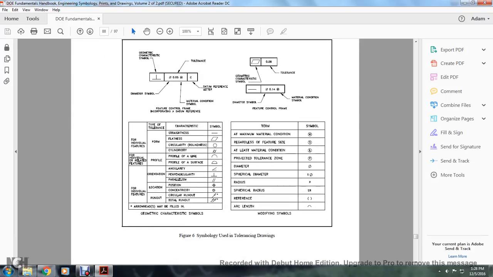Figure 6 shows the different geometric symbols used in tolerance dimensions. A straight line, a parallelogram, flatness, circular roundness, circle, cylindrical, a circle with two parallel lines touching the ends. From individual related features, a type of profile line is a convex line, and for context with a semicircle for polar profile surface. Angle is an angle. Perpendicular is a straight line. Parallel is parallel. Position is a circle with a cross through it.